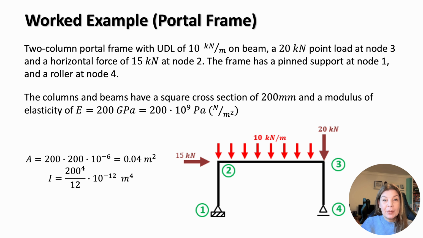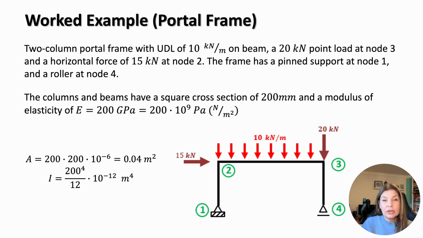So, let's now apply the full stiffness method procedure to our two-column portal frame example. The beam carries a uniformly distributed load of 10 kN per meter and a 20 kN point load acting downwards at node 3. In addition, I have added a horizontal force of 15 kN at node 2. This lateral load allows us to explore how the frame resists combined bending and axial effects, giving a more complete picture of the behaviour. At the base, the frame has a pin support at node 1 on the left and a roller at node 4 on the right.